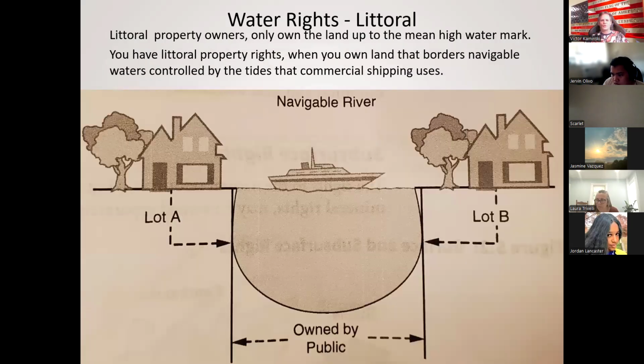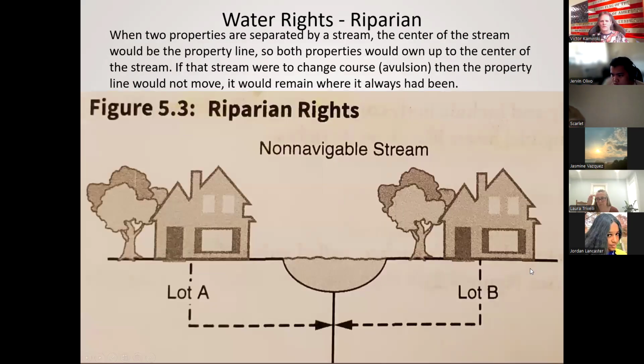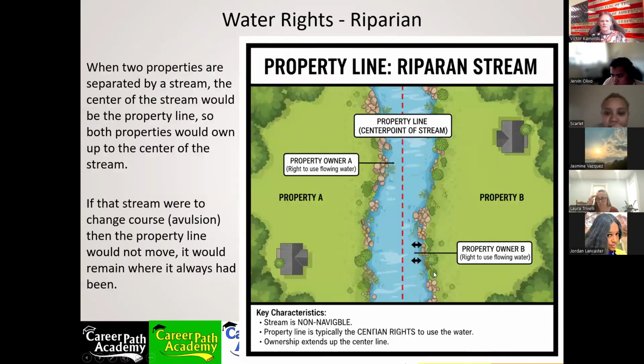If two properties are separated by a stream or river, and that river is navigable, then you only own up to the edge of the water. If it's non-navigable, each property owner owns up to the center of the stream, the land up to the center of the stream. Now, when two properties are separated by a stream, the center of the stream would be the property line. So here's that property line down the center of the stream. So both properties would own up to the center of the stream.